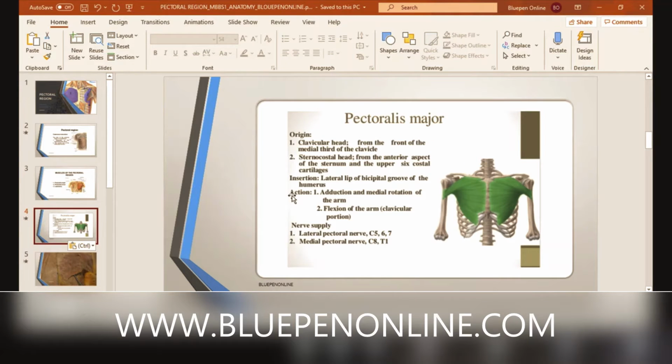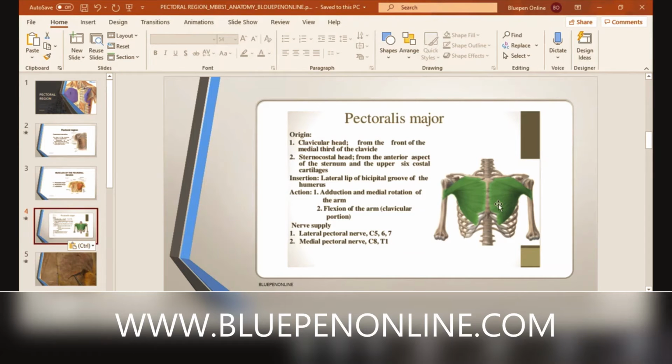Okay, and the first is the pectoralis major. Which one are you seeing in the picture? That is the pectoralis major. As you know, the pectoralis major has two heads of origin. One is the clavicular head, which is from the medial third of the anterior surface of the clavicle. See, this is the clavicular head. And another one is the sternocostal head, from the anterior aspect of the sternum and the upper six costal cartilages. Okay, so hope it is clear.